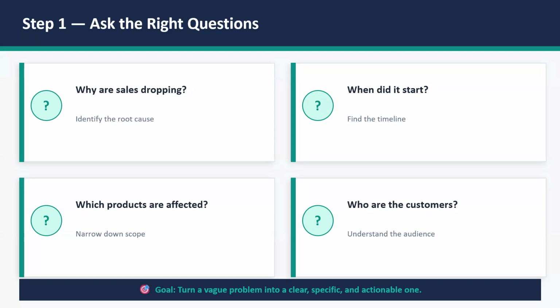Okay, we realize it started to fall around May, and it could be that people, at the start of the winter season, don't like to eat bread. Maybe they prefer porridge. And then who are the customers? Are the affected customers new customers? Are they retained ones? Are they a specific group or region? Here, the goal is to turn the vague problem into a clear, specific and actionable one.